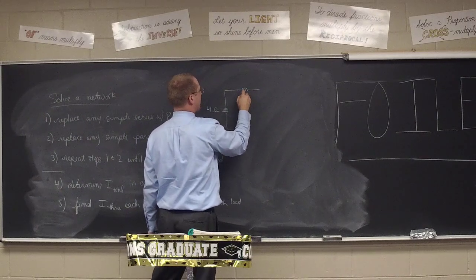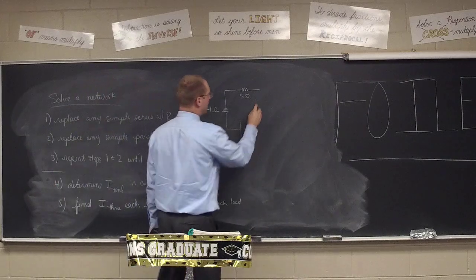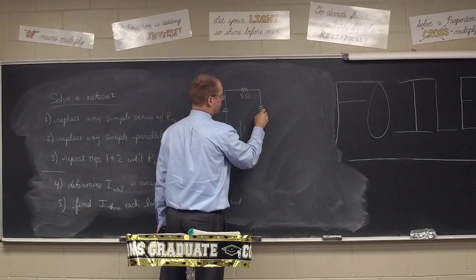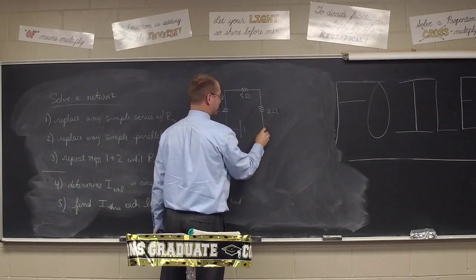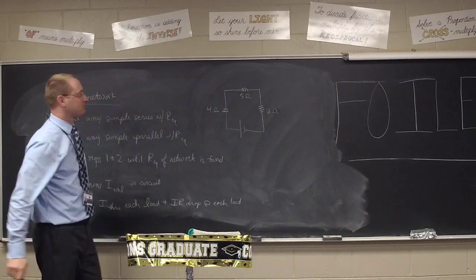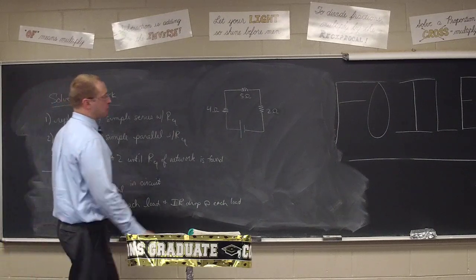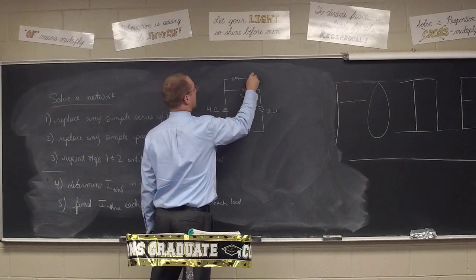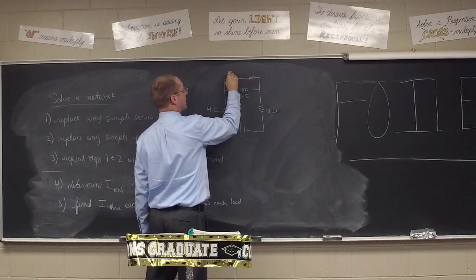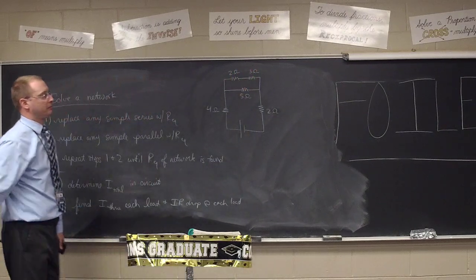Let's then have it go through a 5 ohm resistance. Then through a 2 ohm resistance and back to the battery. Again, right now it looks like a simple series. Let's add, however, an extra branch with 2 ohms and 3 ohms in it.